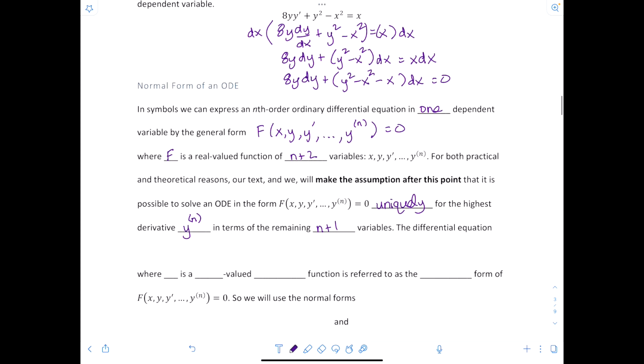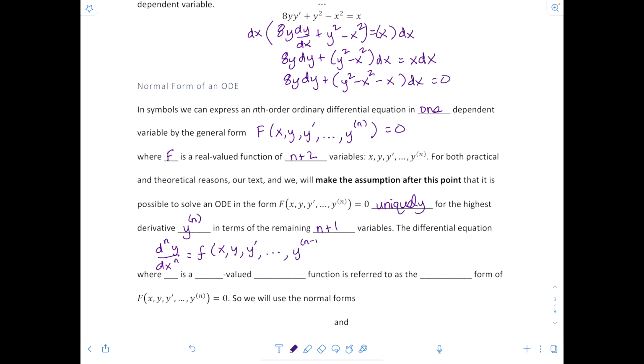The differential equation: the nth derivative of y with respect to x is equal to f of x, y, y prime, all the way down to the (n minus 1)th derivative of y. Groovy?